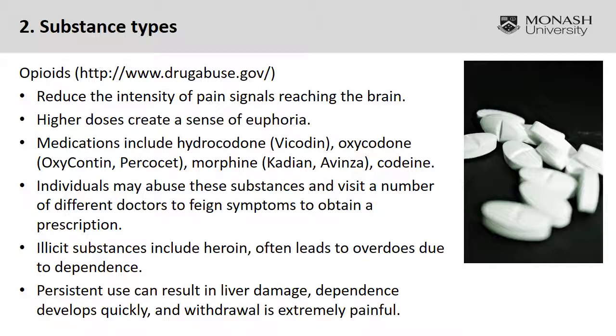Dependence can develop pretty quickly, and as you can imagine, if you think about what happens with homeostasis, once you develop a dependence on a drug that reduces pain signals, your brain is going to adapt so that it's able to experience more and more pain. And so when those substances aren't available, withdrawal is going to be incredibly painful, which makes recovering from opioids particularly difficult.